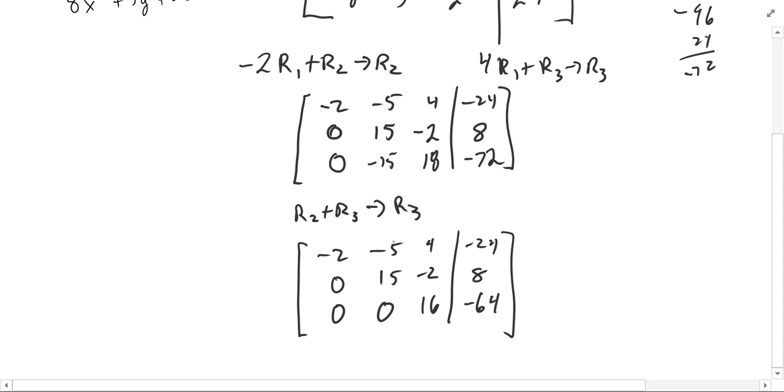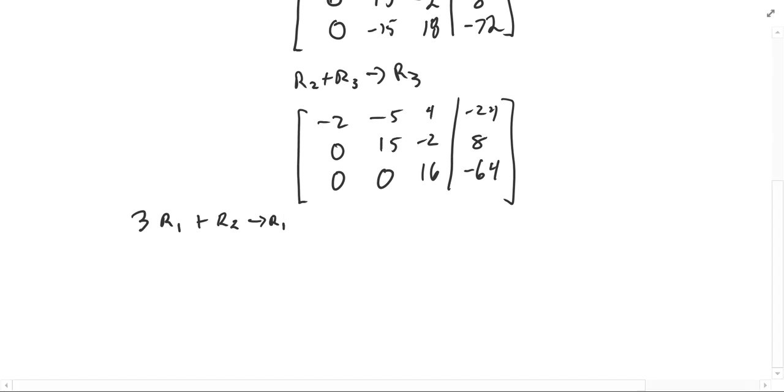And then I want to make a 0 here in the first row, second column. And I'm going to do something a little bit different. I'm going to do 3 times row 1, add it to row 2, but put the result back in the row 1 spot. Because 3 times a negative 5 will give us a negative 15, so that when I add it to the 15, I'll end up with 0.